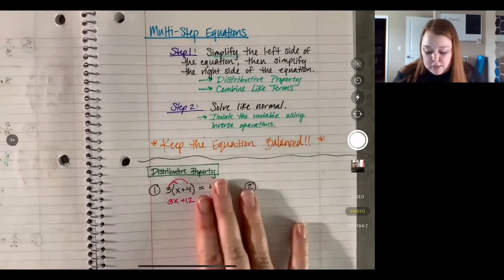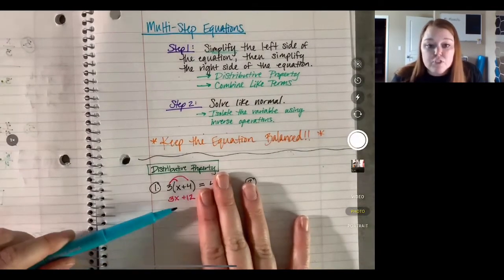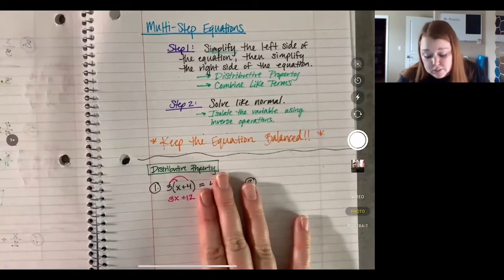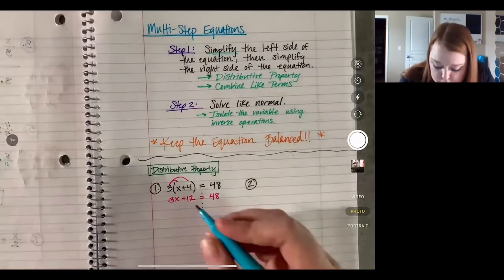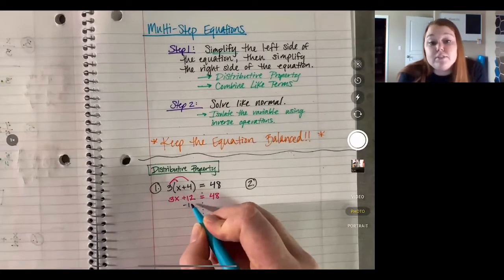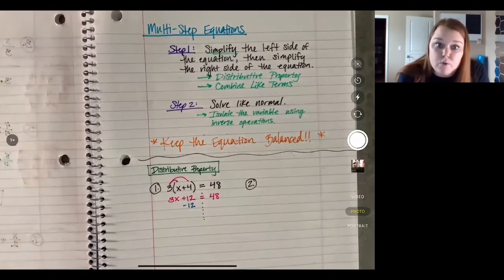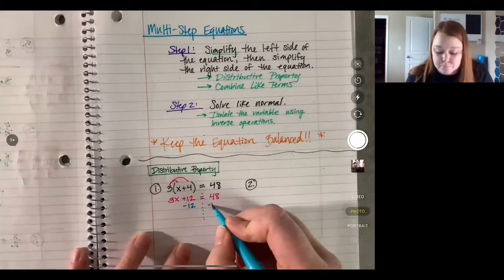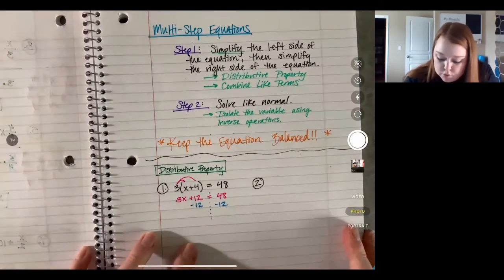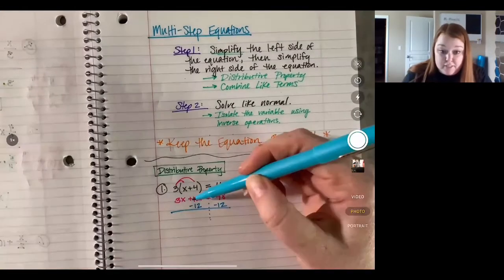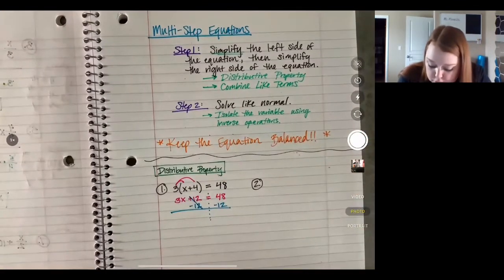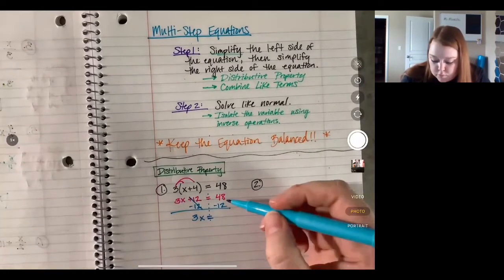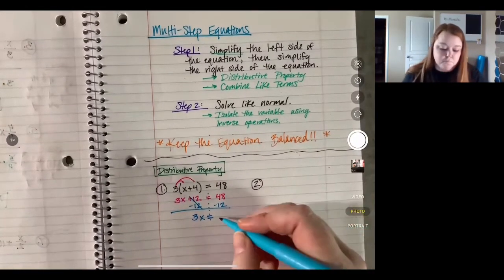So I'm looking at the side with x on it. Do I get rid of the 3 or the 12 right now? Well, 12 is the constant, so I've got to get rid of the 12. Since it's a positive 12, I'm going to subtract 12. But whatever I do on one side, I have to do to the other. 12 minus 12 cancels out. I'm left with 3x is equal to, and then 48 minus 12 is 36.